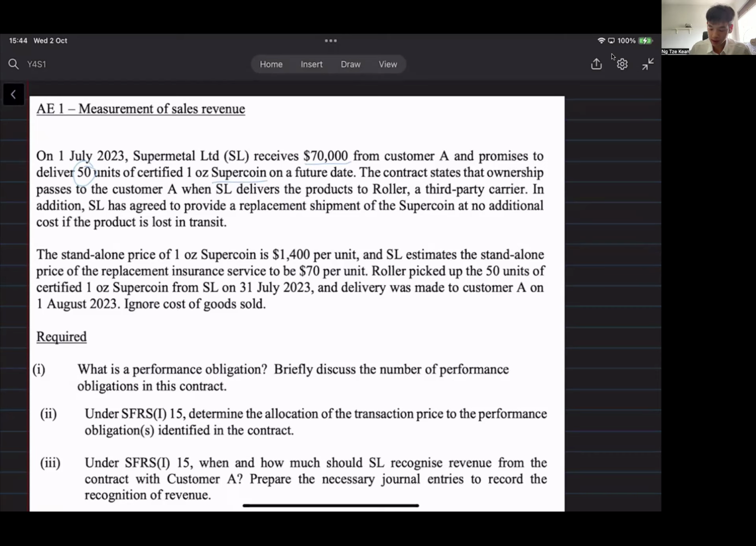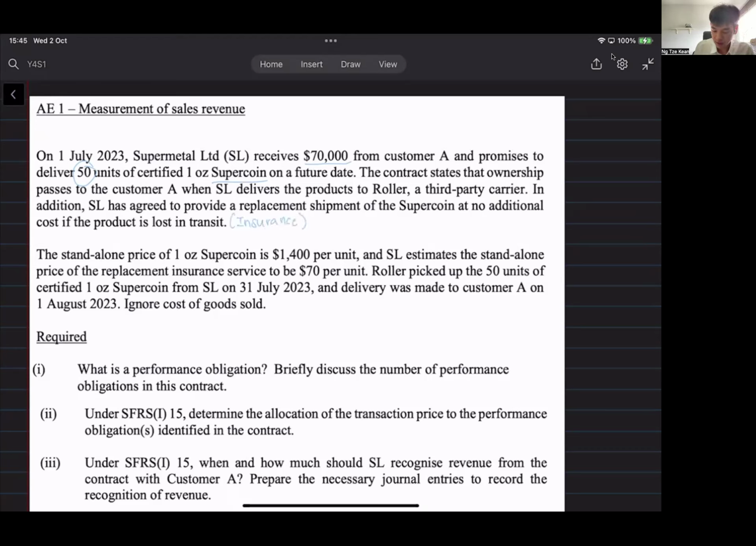And there is a contract that states that the ownership passes to customer A when SL delivers to a roller, a third party carrier. So this will be when the ownership of the item will be transferred fully to A, and SL will be absolved of any liabilities for the product. Right? And we are also told that SL provides a replacement shipment of Supercoin at no additional cost if the product is lost in transit.